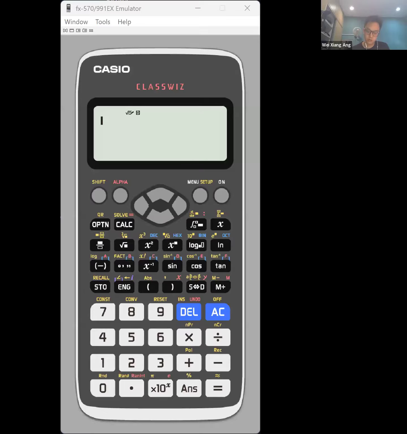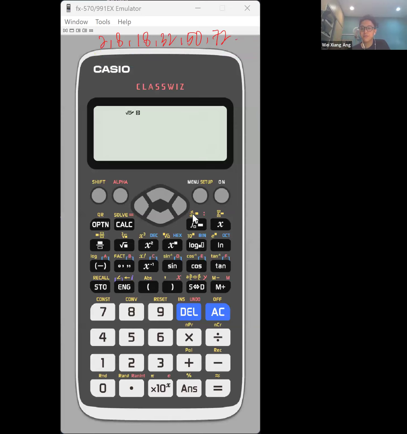Okay, your calculator looks like this. Just a quick recap. Your sequence is this: 2, 8, 18, 32, 50, 72. Okay, so you know it's a quadratic sequence already.